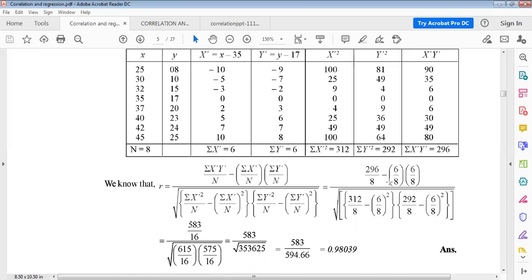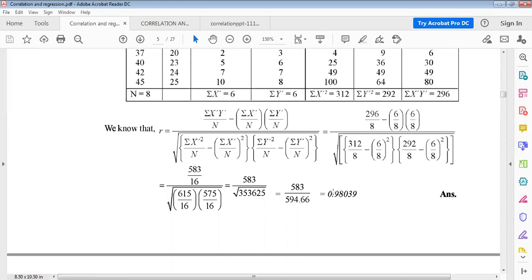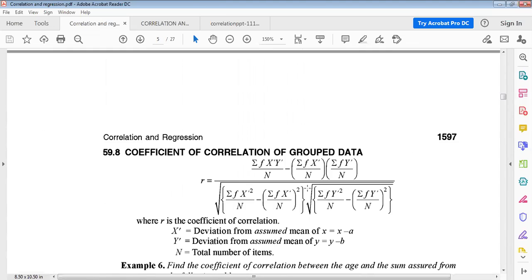Just using the values from the table, we get 0.980. This is a very high positive correlation coefficient, and you have to comment on it.